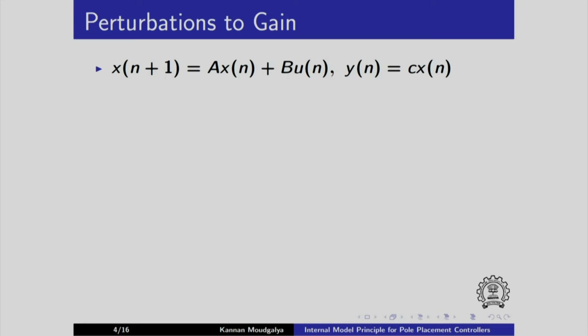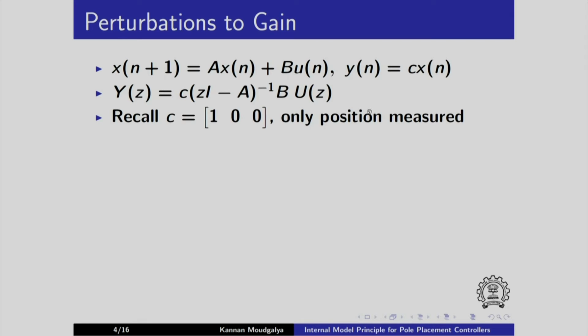Then we moved on to perturb the gain. Recall the state space representation. Xn plus 1 equals Axn plus Bun, Yn equals Cxn. I have taken D to be 0 here. The transfer function is C into zI minus A inverse into B. This is the plant transfer function. This is the plant input in Z transform, plant output in Z transform. Recall that only position is measured in our system. So as a result, the C matrix is 1 0 0.